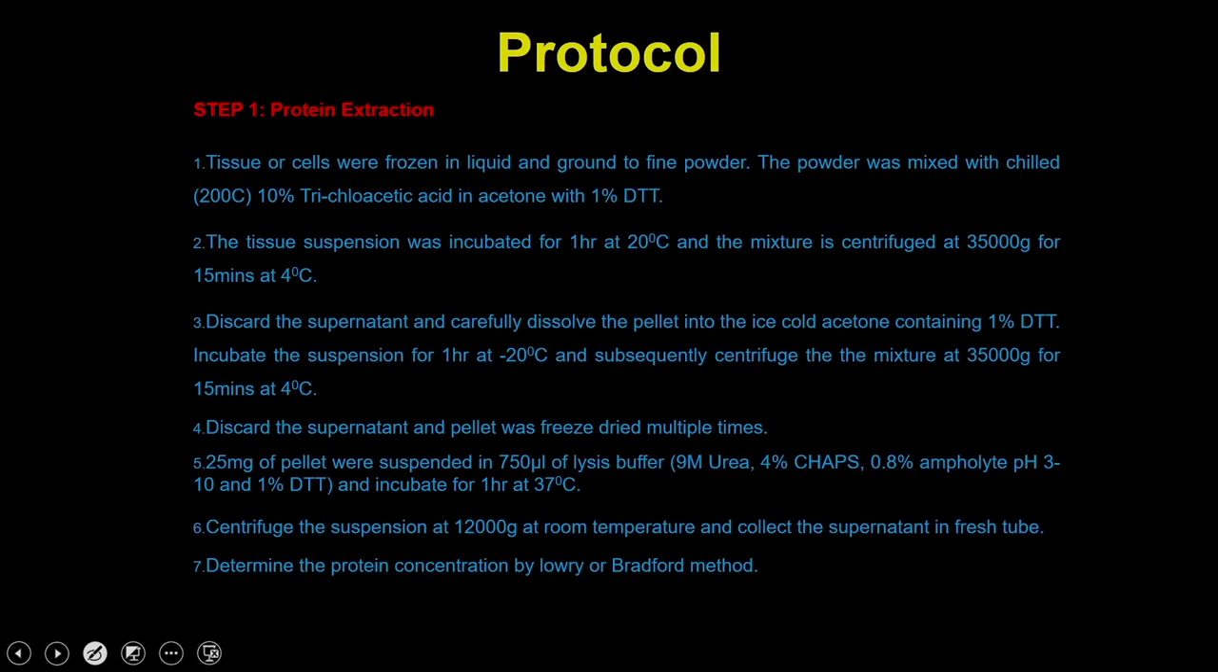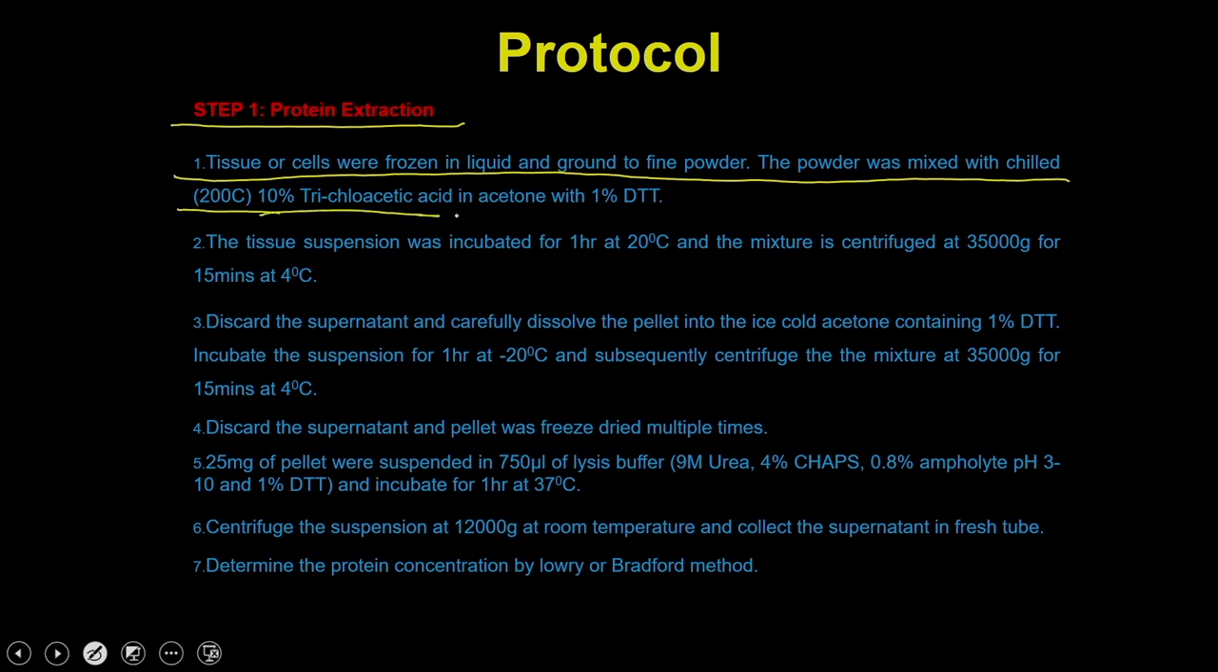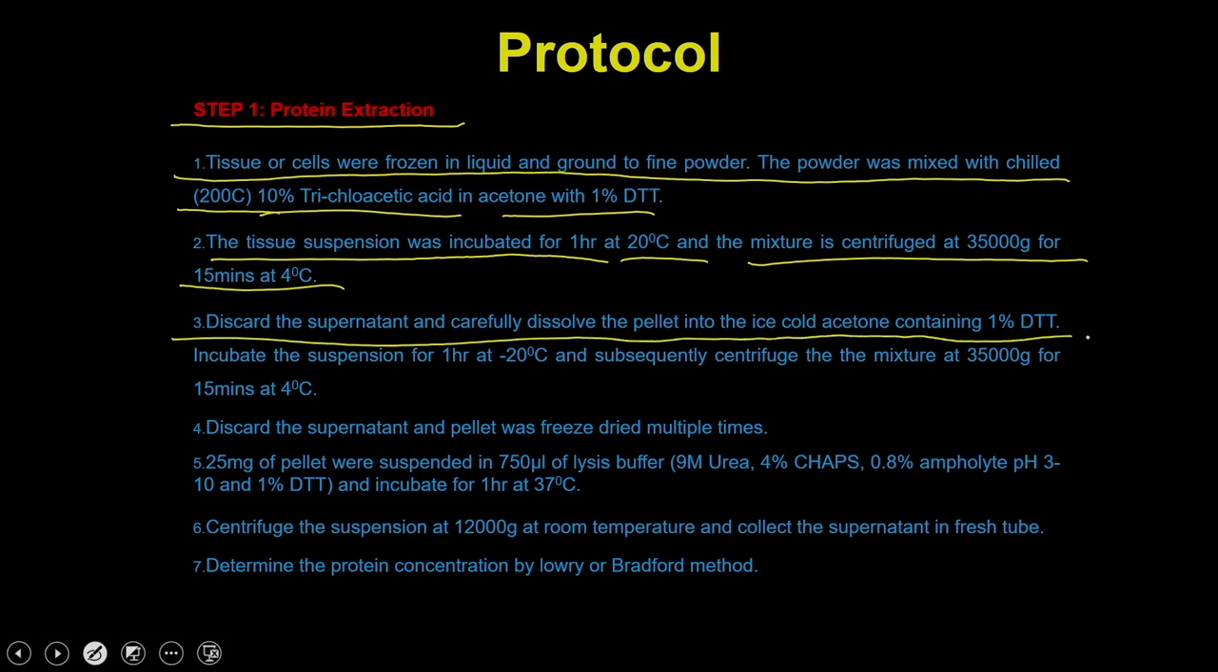For example, in step one, you are going to do the protein extraction. In the protein extraction, the tissue or the cells are frozen and made into a fine powder. Then this fine powder is mixed with chilled 10% TCA in acetone with 1% DTT. The tissue suspension is incubated for 1 hour at minus 20 degrees, and the mixture is centrifuged at 35,000 g for 15 minutes at 4 degrees. You discard the supernatant and carefully dissolve the pellet in ice-cold acetone containing 1% DTT, incubate the suspension, and by going through this procedure, ultimately you get the material.